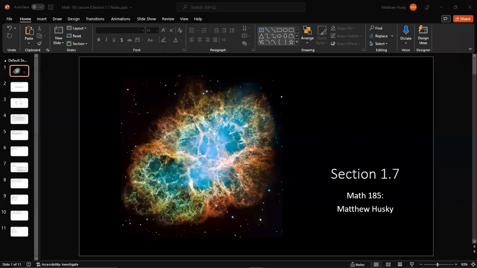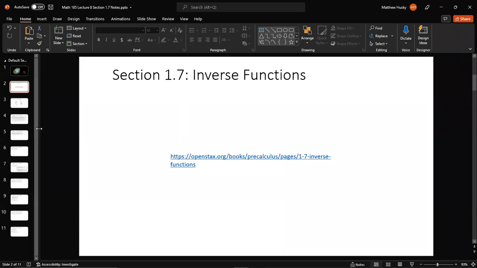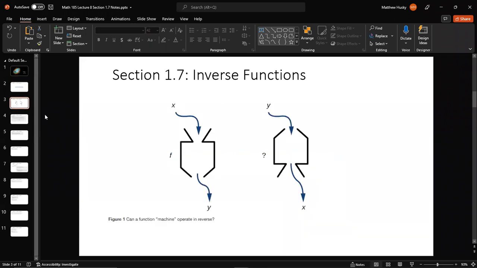All right. Hello, everybody. Welcome to section 1.7. We're going to talk about inverse functions. So here, this is a picture that's meant to show you how a function works and then compare it to how an inverse works.